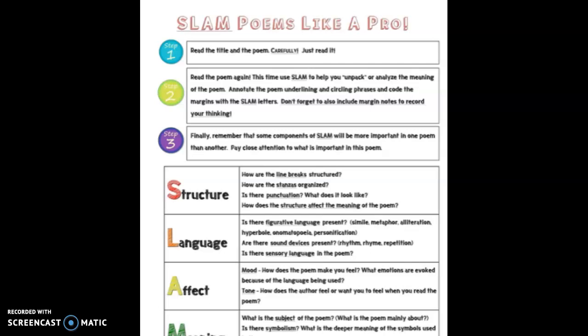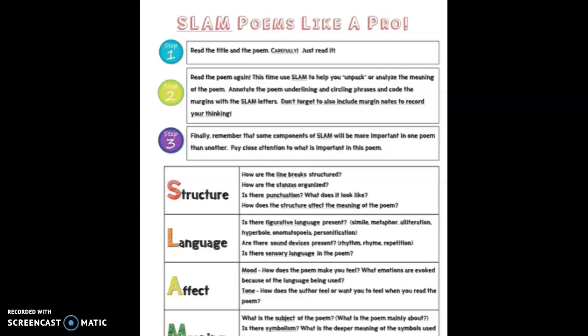Okay, today, boys and girls, we are going to continue with our poetry unit. Yesterday, and in the last couple of days, we've been talking about the structure elements of poems and things of that nature, how the poems are built. So today, you're going to learn how to slam a poem like a pro.